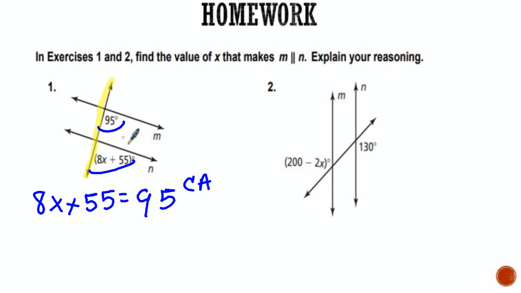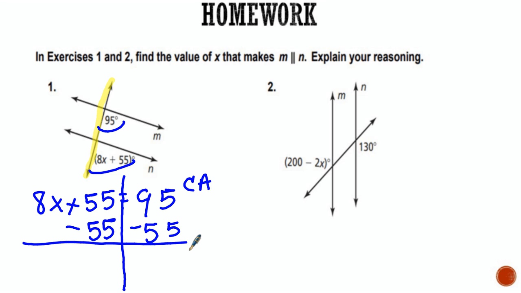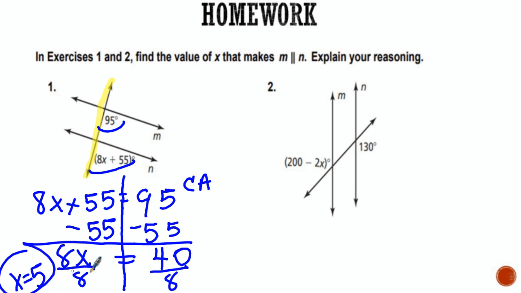and my reasoning is because these are corresponding angles. This is on the bottom of the top line, and this is on the bottom of the second line. So here I'm going to draw my line and solve the equation the way I know how to solve it. The constant 55 is on the wrong side, so if I cross over my line, I have to change the sign. And here I get 8x equals 40, divide by 8, so x equals 5, and we're done with that one.